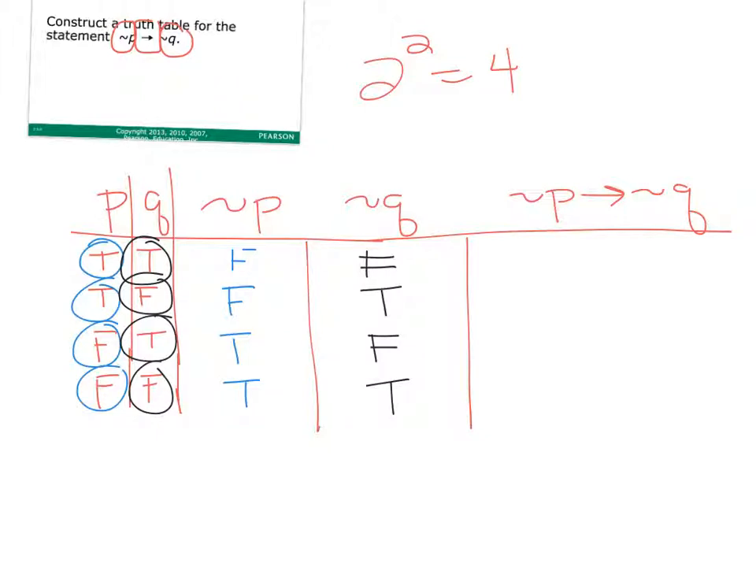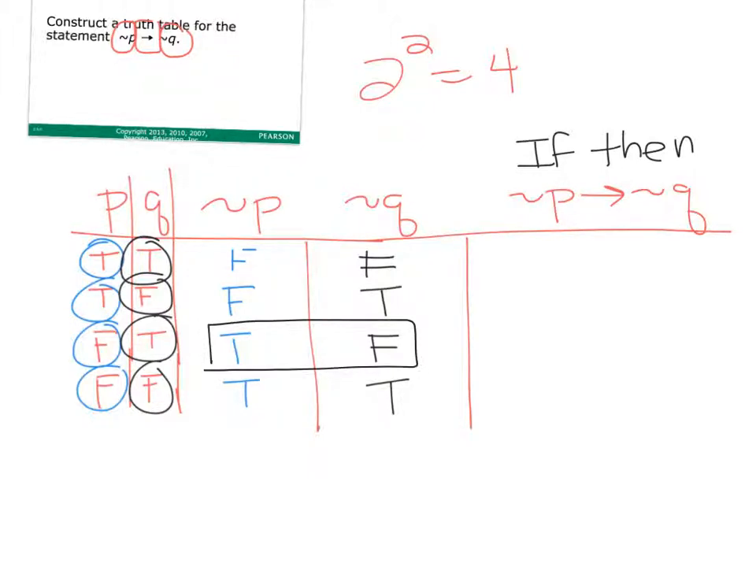And then to do the if not P, then not Q, you're going to have to look at the relation. So remember, if you can't remember, go back to the previous slide: the only time this is false is if you start with the true and you finish with the false. So this situation right here, we start with the true and we finish with the false. That's going to be false. Everything else will be true.